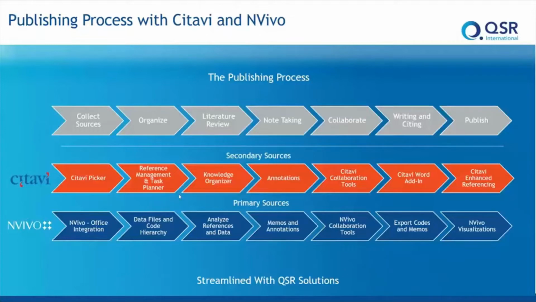Jenny just talked about how you can work with Citavi, and Citavi is really around your secondary sources, and with NVivo, it's more around your primary sources. So it's just showing how through the publishing process, when you collect sources, we have office integration, where you're organizing. You can use in NVivo your data files and your code hierarchy.